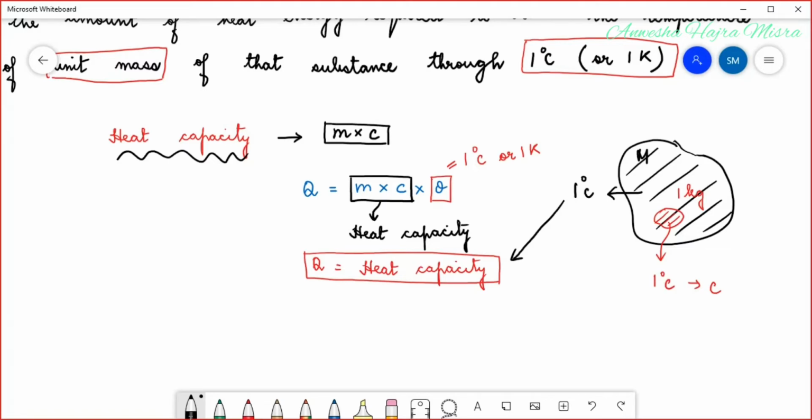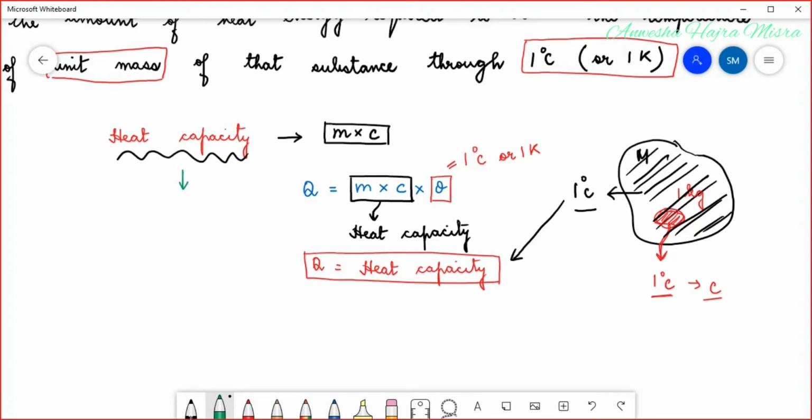Once again, from this big mass, if we cut out a 1 kg mass or 1 gram mass, the heat needed to change its temperature by 1 degree Celsius is the specific heat capacity. And the heat required to raise the full mass, the full body, by 1 degree Celsius is my heat capacity. So heat capacity is the amount of heat energy required to raise the temperature of the full body by 1 degree Celsius.